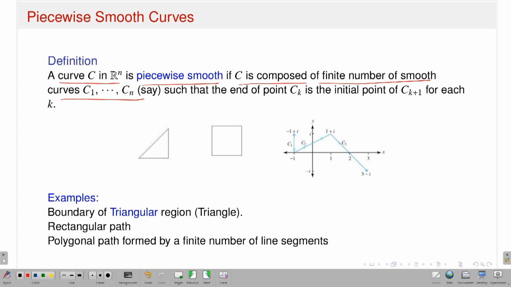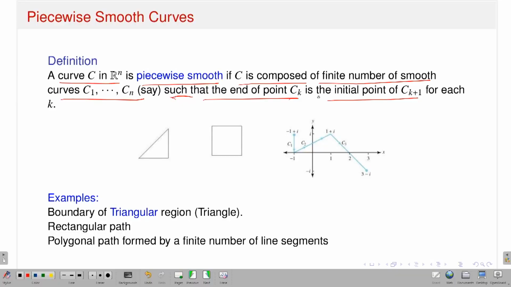How do you compose it? Such that the end point of Ck is the initial point of Ck plus 1. Take n smooth curves and join them in such a way that the end point of Ck is the initial point of Ck plus 1, and it gives you a curve that is piecewise smooth. For example, here this is one smooth curve, this is another, and this is another. Suppose this is C1, this is C2, this is C3. The final point of C1 is the initial point of C2, and the final point of C2 is the initial point of C3.